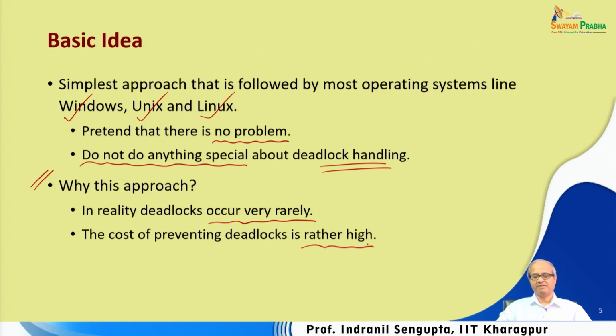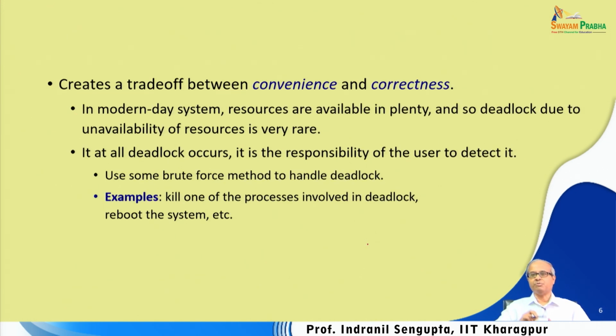Fine. So, essentially we are making some kind of a trade off. Trade off is convenience. Convenience means we want to reduce our cost, because deadlock is a rare event. We do not want to incur any overhead because of that, but we are trading off convenience with correctness.